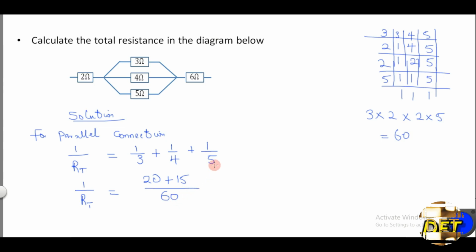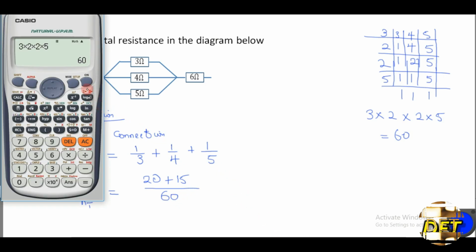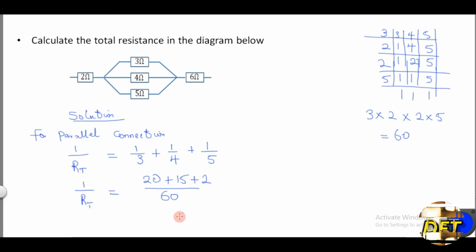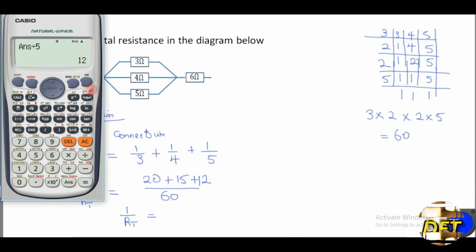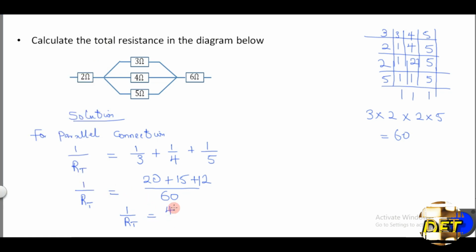Then 60 divided by 5, that will be equal to 12. Times 1 is 12, so that will be plus 12. So this will be 1 all over ROT, which is equal to 15 plus 20 plus 12. 20 plus 15 plus 12, that will be equal to 47. So that will be 47 over 60, right?